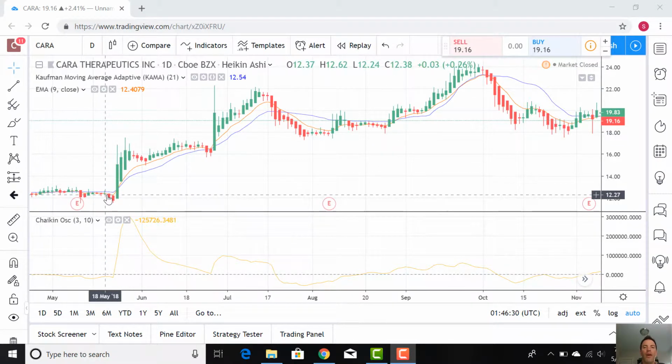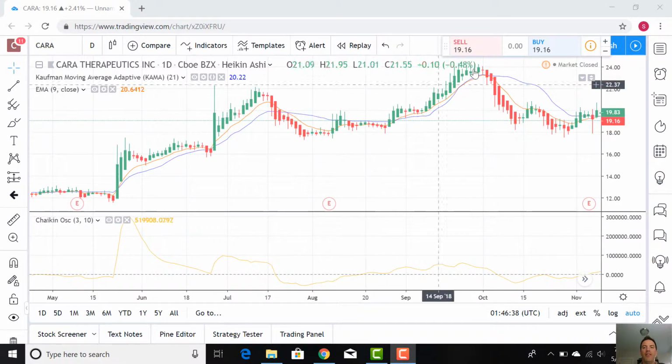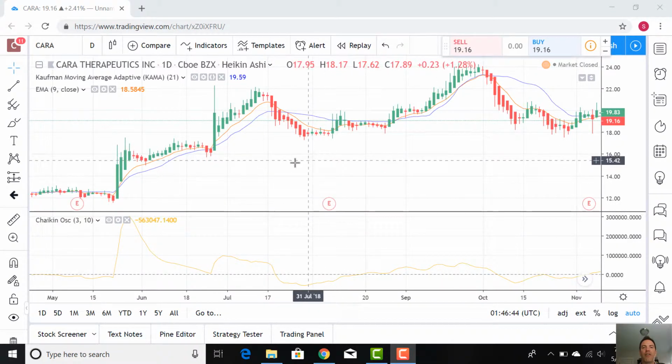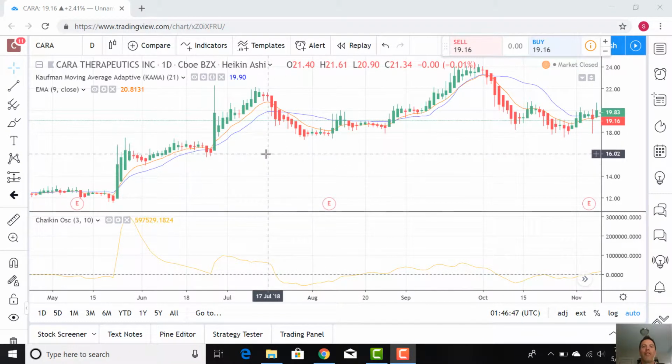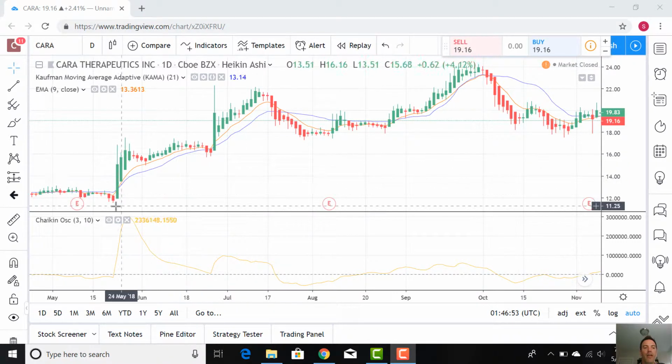First, look at Cara. Wow, what kind of volatility is this? A couple months ago, $12 up to 21, down to 18, big swing up to 23, down to 18. That's the kind of volatility that we like to take advantage of in cannabis stocks. That's why we love cannabis and hemp stocks. Huge volatility means huge opportunity for us to take our gains.